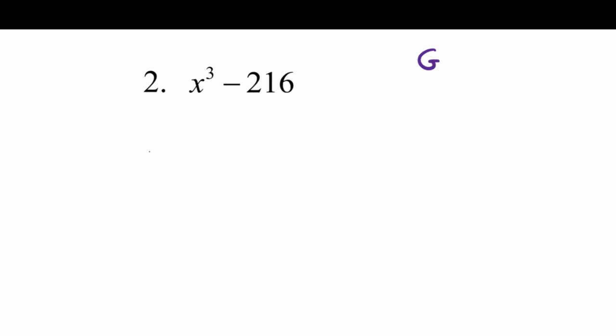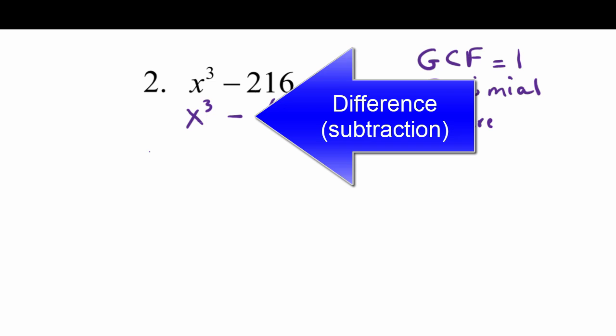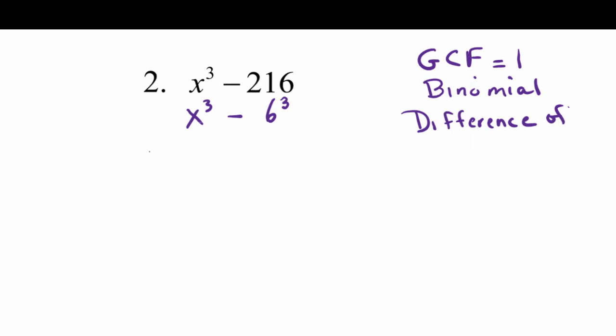We're going to look first for a GCF. In this case, the GCF is 1. We're going to count the number of terms. So you have a binomial. We look at that x cubed and we think, this might be a binomial that deals with cubes. So looking at 216, using the calculator if you need to, we realize that that is 6 cubed. So we have x cubed minus 6 cubed, which means that we have a difference, because of that subtraction sign in the middle, of cubes.